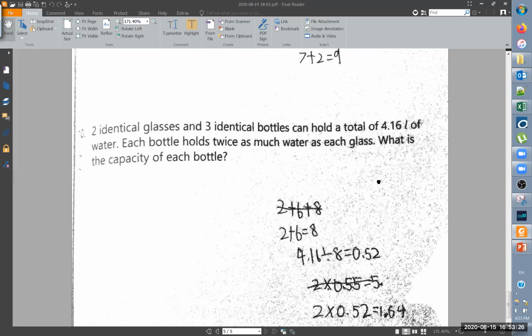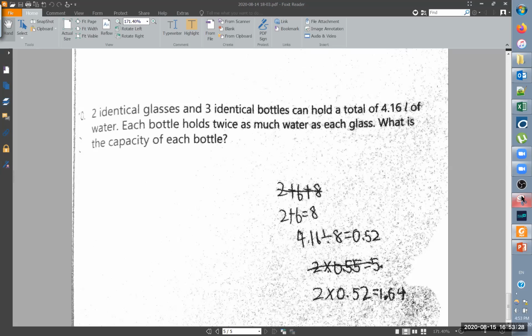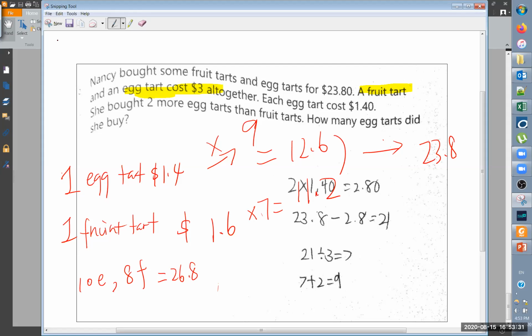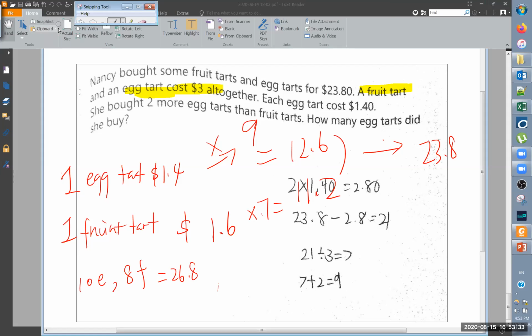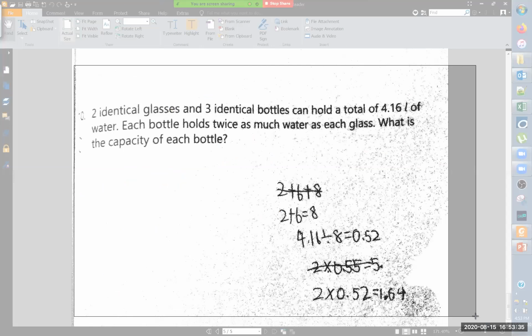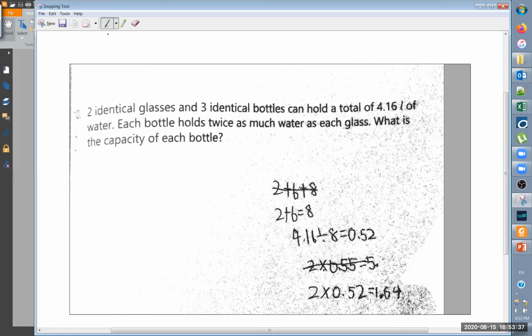Let's look at this together. This is also about trial and error. Okay, 2 identical glasses and 3 identical bottles. So basically you have 2 glasses and 3 bottles, and they can hold 4.16 liters. I use short form. 3 bottles, 2 glasses can hold 4.16.